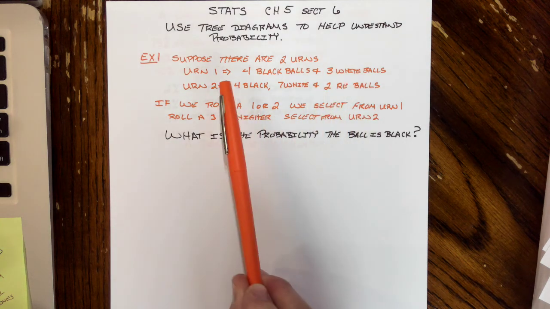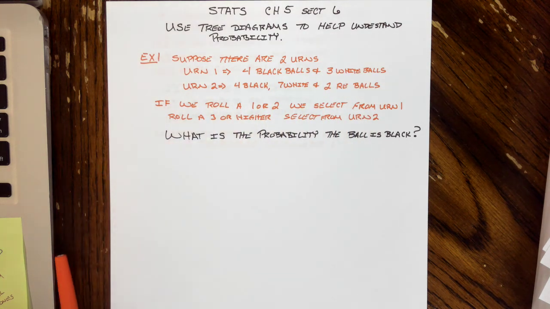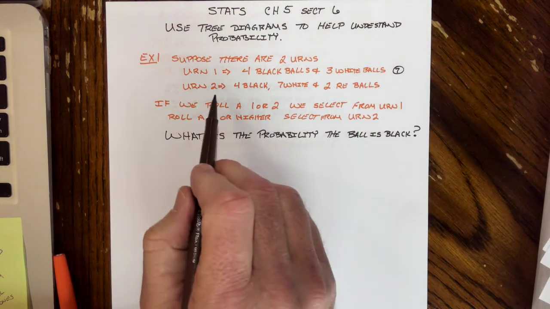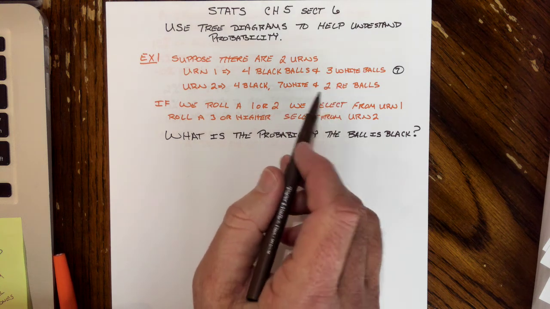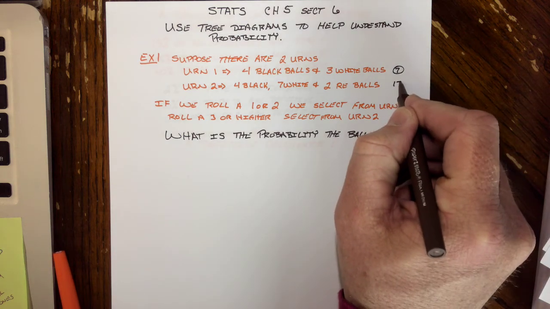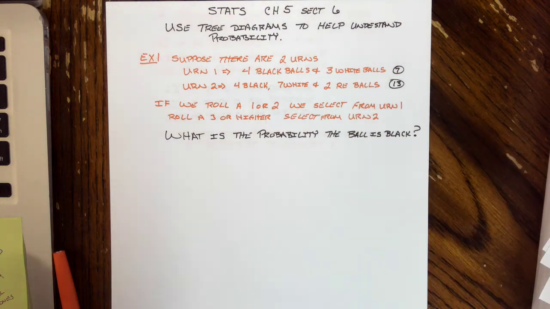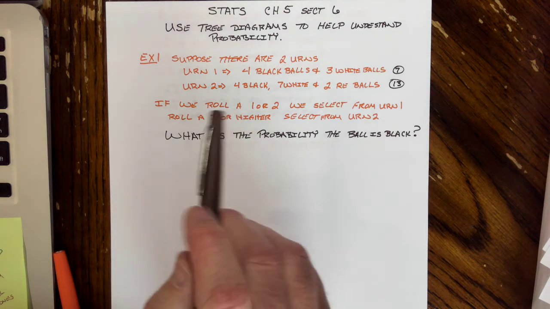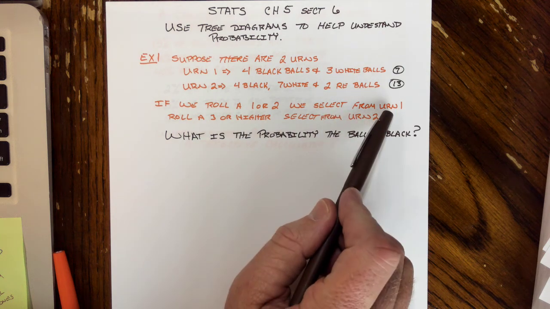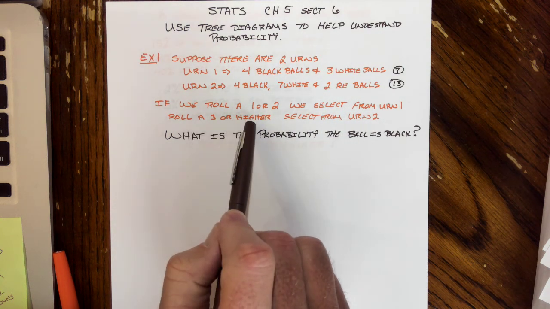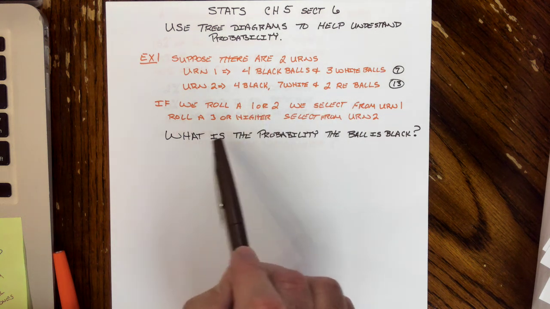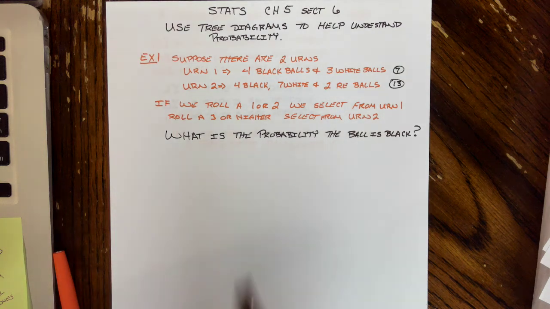2 urns. In the first urn, there's 4 black balls and 3 white balls, so a total of 7. The other one, there's 4 black, there's 7 white, and there's 2 red. So, excuse me, we got a total of 13 in the separate urns. Now, if you roll a 1 or a 2 on a die, you select from urn number 1. If you roll a 3 or higher, then you have to select from urn number 2. Based on those things, what's the probability that the ball is going to be black when you select it?